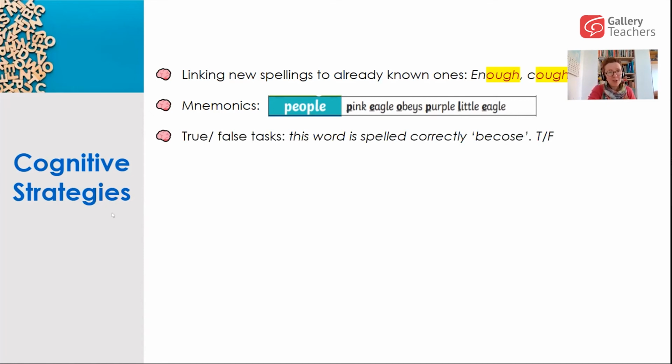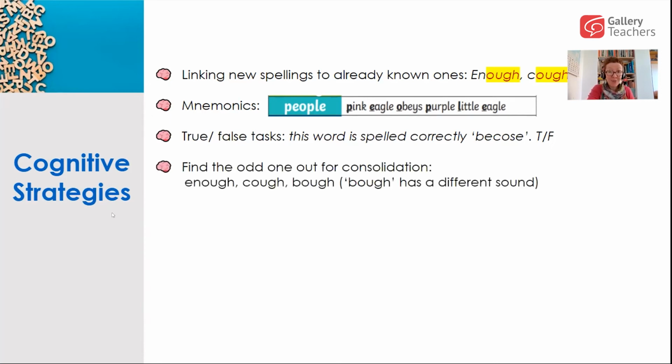Okay, the idea about cognitive strategy is to really get our students to ask themselves, does this look right? So using true, false, right? So look at this word. Do you think it's spelled correctly? Why not? Finding the odd one out. So for example, here I've used 3 words with the same letter string, UGH, but one of them's got a different sound. So can the students identify this?